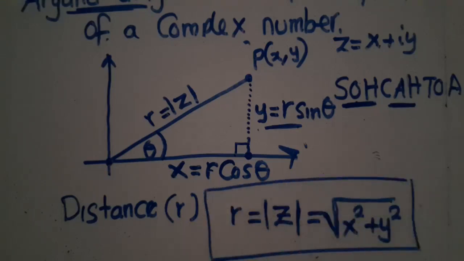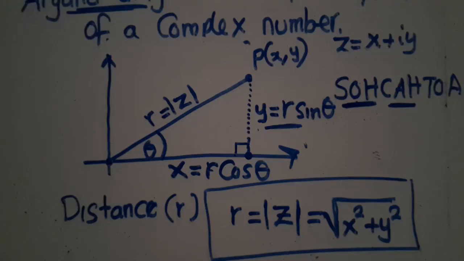So the first thing you need to do is to find the radius. We want to change a complex number to polar form. First thing, find the radius. This is the formula that we get to use, and this is what you need to understand.